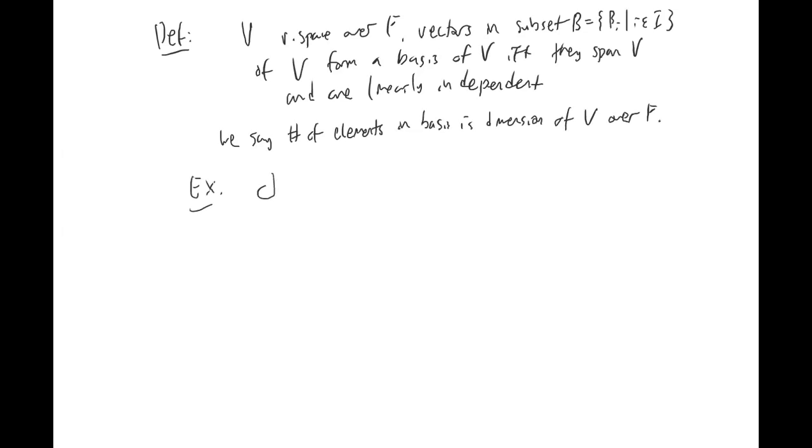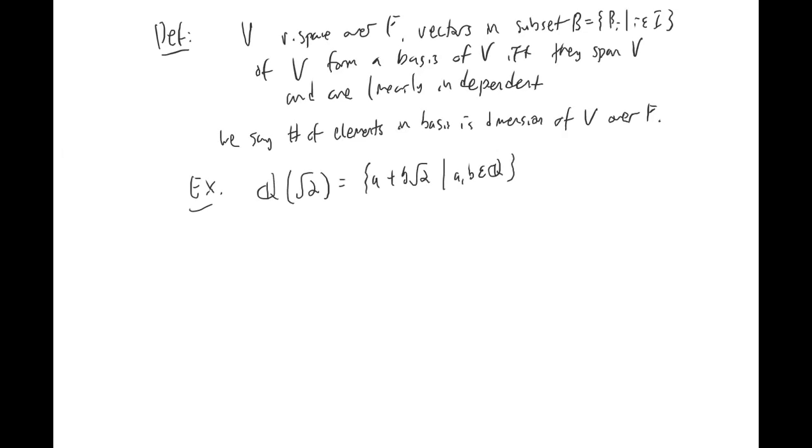Let's do Q adjoin root 2. Let's show this is actually a vector space over Q. So this thing, how do elements in here look like? Can anyone tell me? It's the set of what? Like a plus b root 2. Everyone agree?